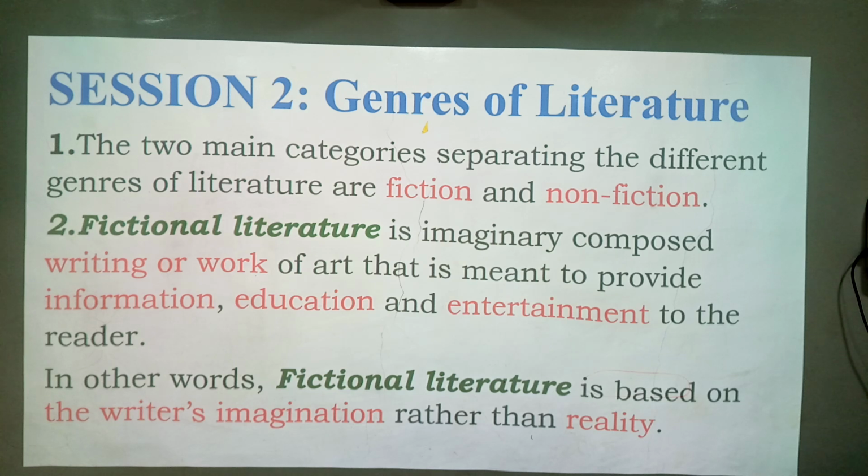2. Fiction literature is imaginary composed writing or work of art that is meant to provide information, education, and entertainment to the reader. Meaning that the writer who writes books, for example, John Steinbeck, who wrote The Pearl, Animal Farm, which was written by George Orwell, and other books like Mine Boy, A Man of the People, those are books which are written for different purposes according to the writer. The first purpose can be to inform the reader. The second, to educate. Third is entertainment to someone who will read a book.